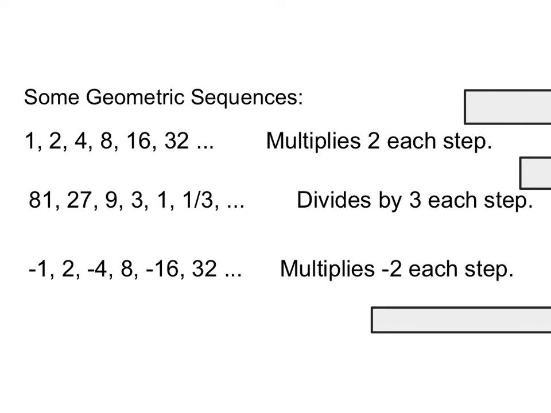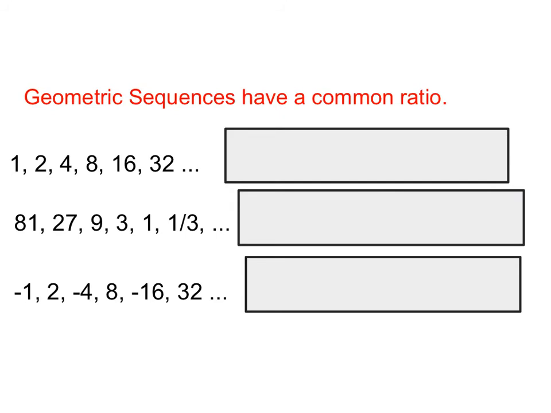All right. Second line of your notes, you guys. You ready? A geometric sequence has what we call a common ratio. Common ratio. And we're going to think of this as exponential.